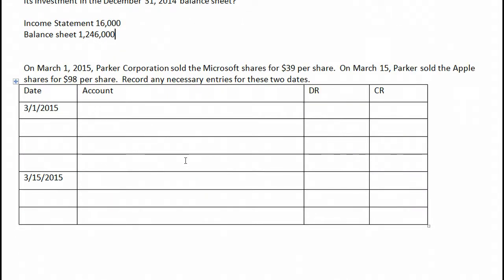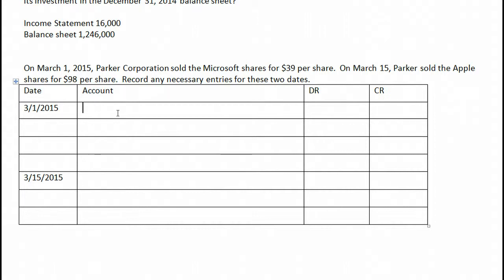Finally, on March 1st, 2015, Parker Corporation sold the Microsoft shares for $39 per share. On March 15th, Parker sold the Apple shares for $98 per share. Record any necessary entries for these two dates. When we sell the investment, we must remove the investment off the books and record any cash received. The difference then would be the realized gain or loss.